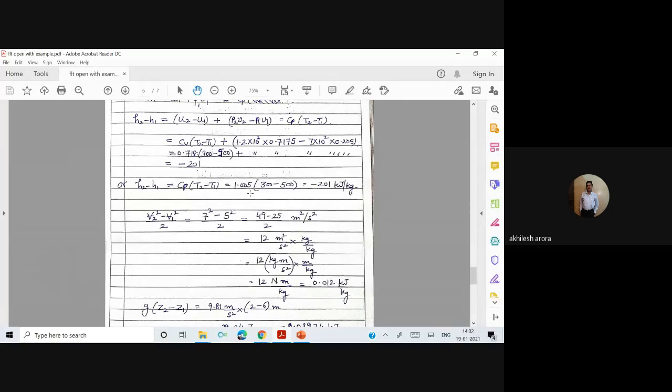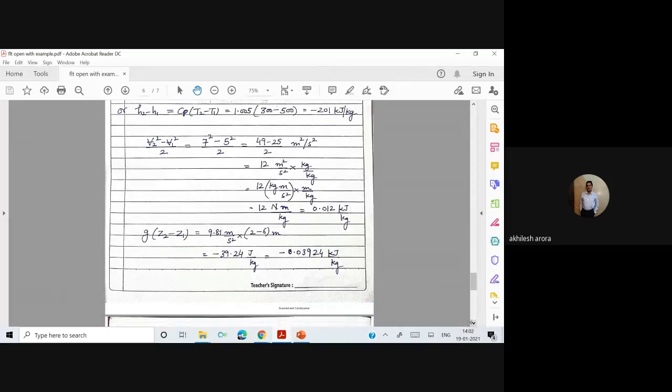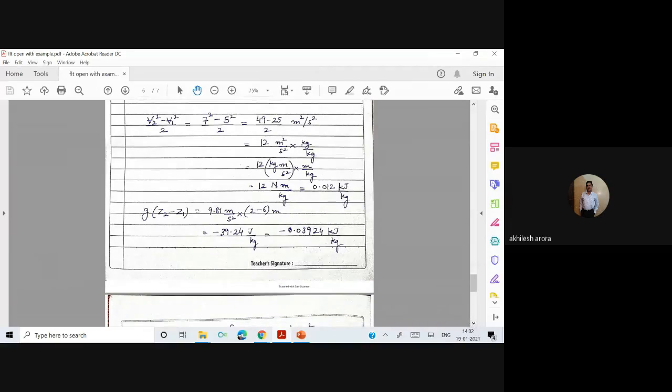So you see it here. Next, what I have calculated. See, I won't be able to write it here. I am coming to this particular point: V2 square minus V1 square by 2. It is the change in the kinetic energy. So you see, I have written it as 7 square minus 5 square divided by 2. And you can see what is the unit of it. It is coming out to be meter square per second square. But the value should be in kilojoules per kg. So what I have done, I have multiplied this value by kg and divided by kg.